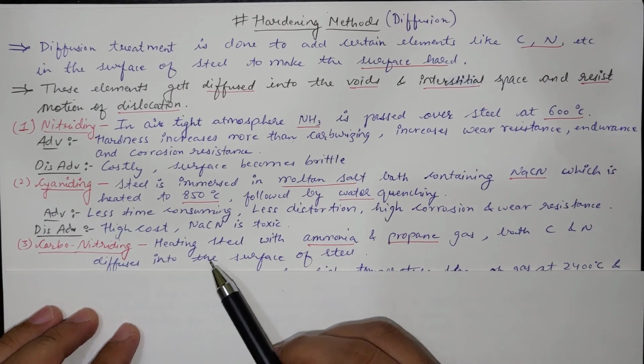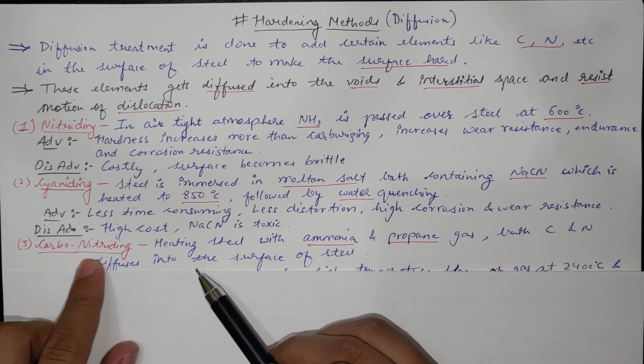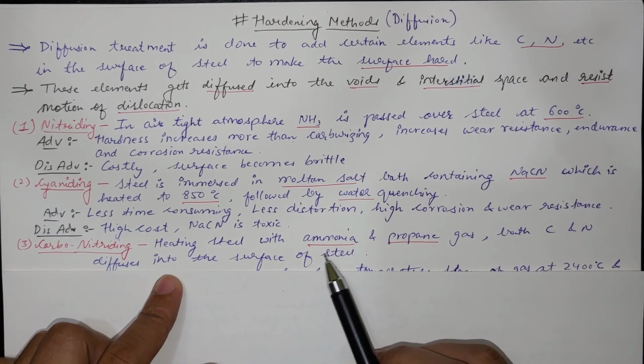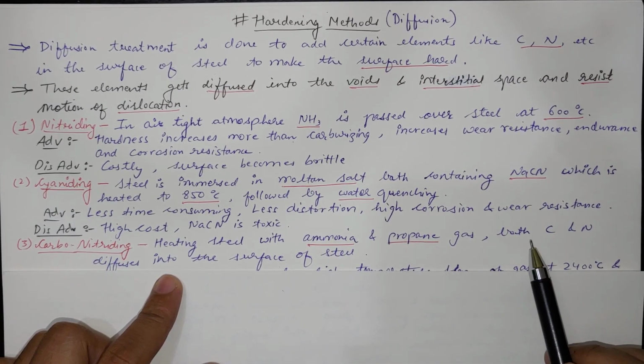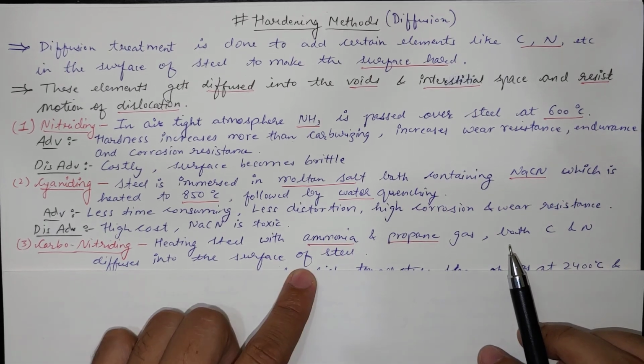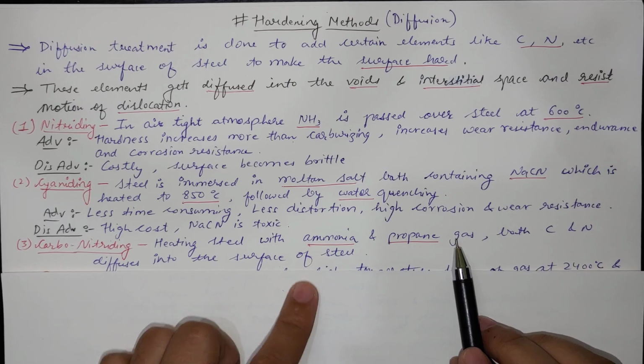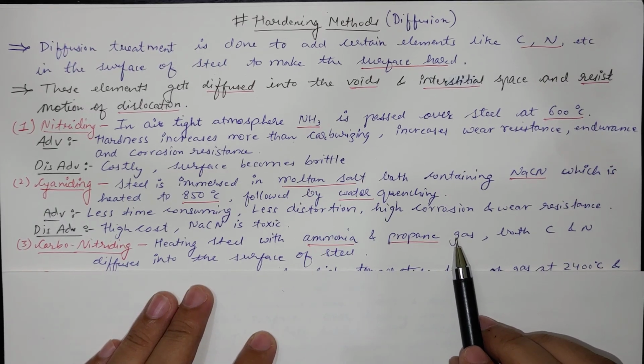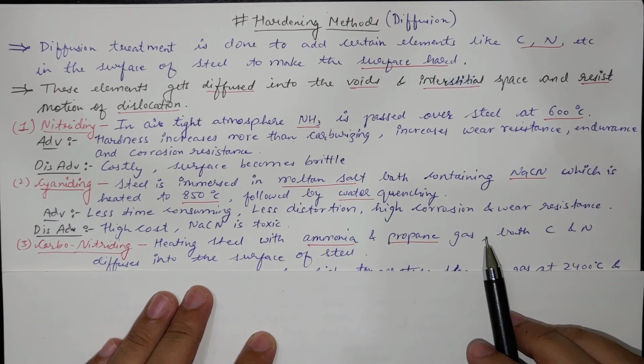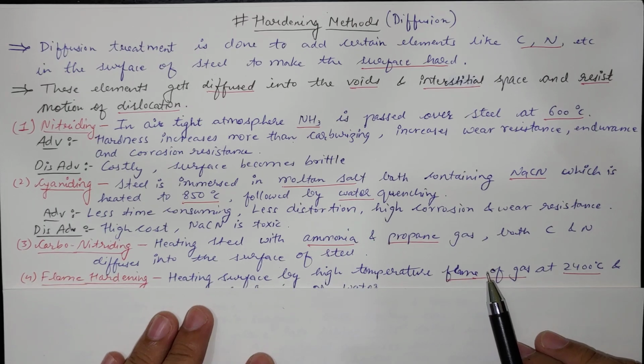In carbonitriding we introduce carbon and nitrogen atoms both. In carbonitriding, the steel is heated with ammonia gas and propane gas, and both carbon and nitrogen diffuse into the surface. Here carbon and nitrogen both will resist the dislocation motion, which will resist the deformation.